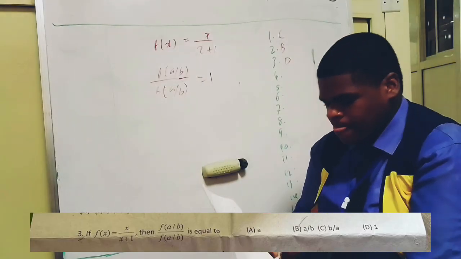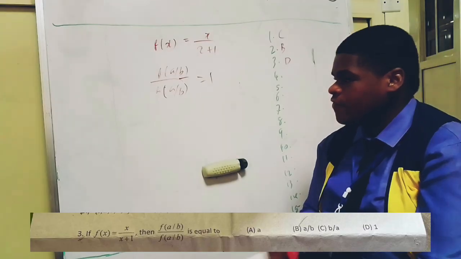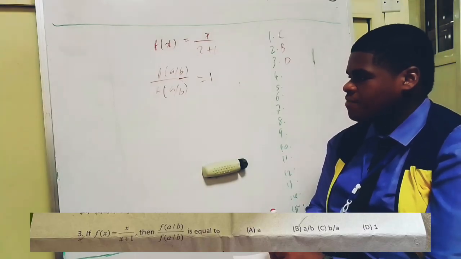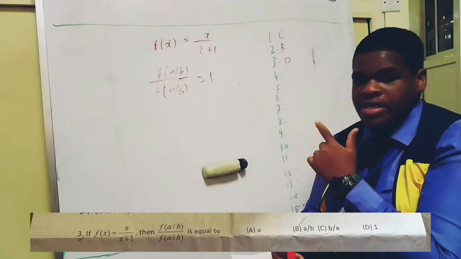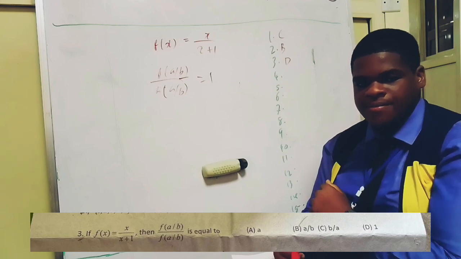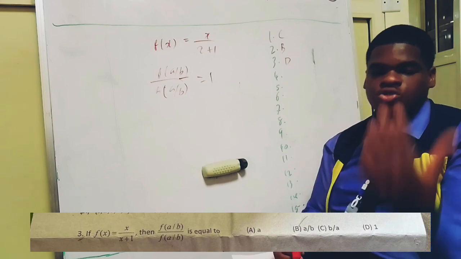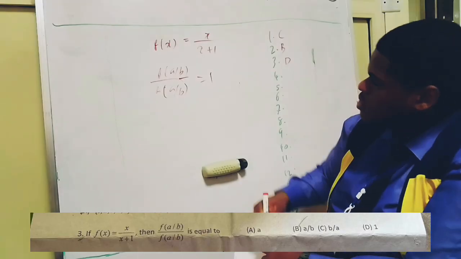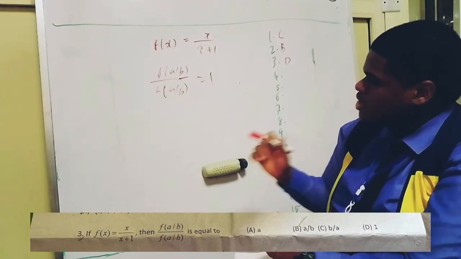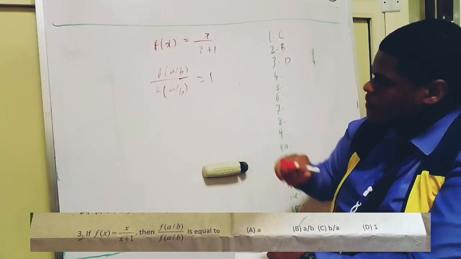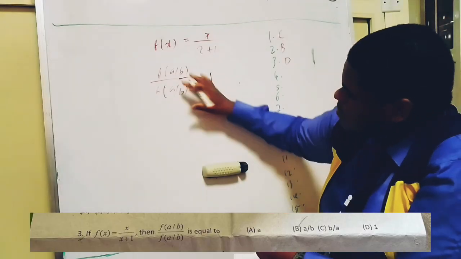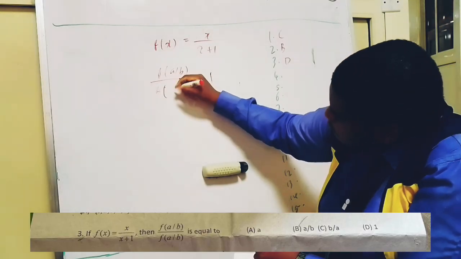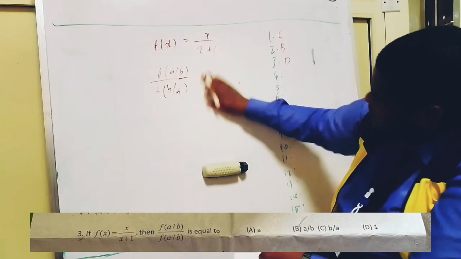But let's just say they don't tell you to find f of a over b divided by f of a over b. What if they ask you to find f of a over b divided by f of b over a? In that case, you would need to solve. You're not going to assume that it is equal to 1. You need to solve. So let's do that. Instead of f of a over b divided by f of a over b, let's find f of a over b divided by f of b over a.